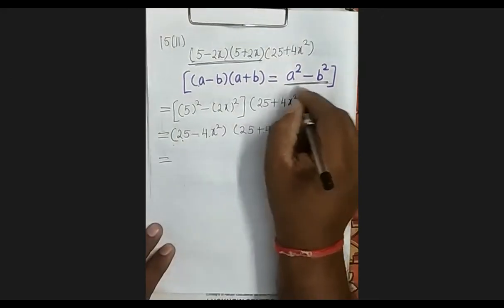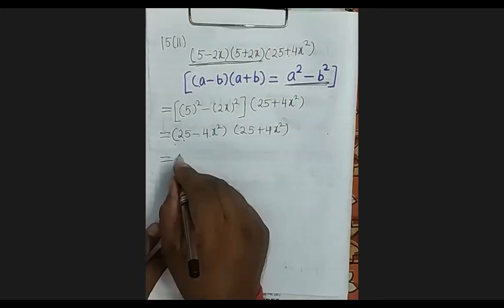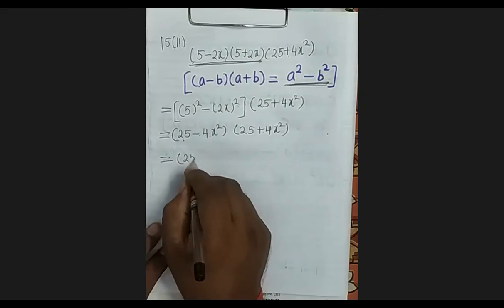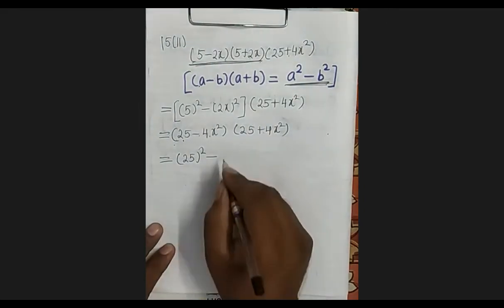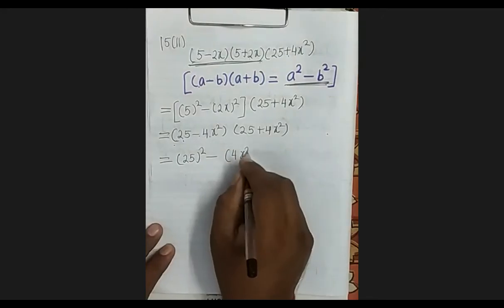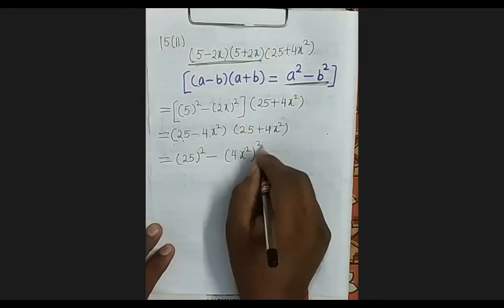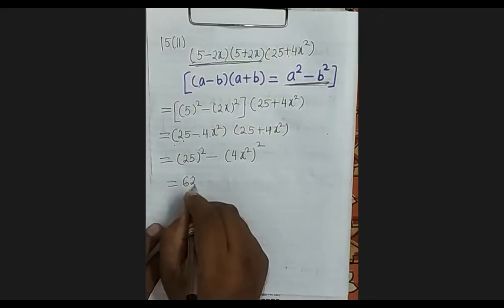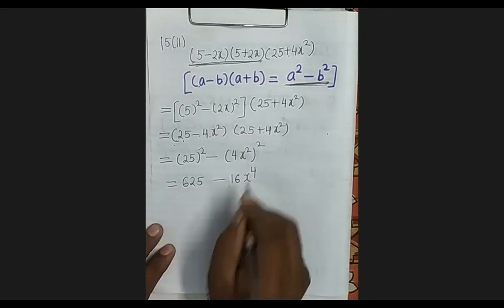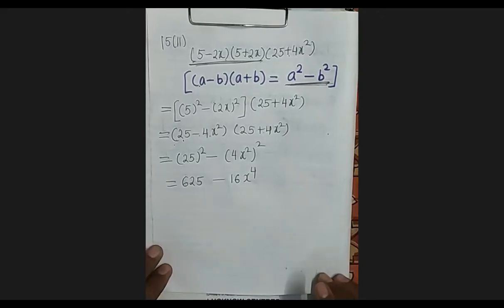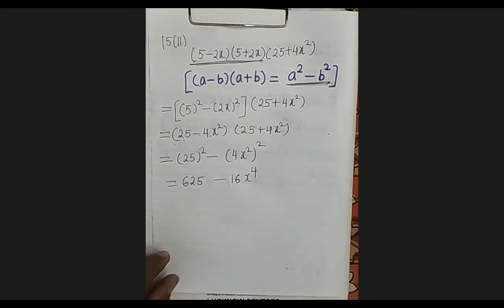So when you write this, what will you write here? 25 का whole square minus 4x square का whole square. Yes, very good. So this will be equal to 625 minus 16x to the power 4. This way you can simplify. It's clear?